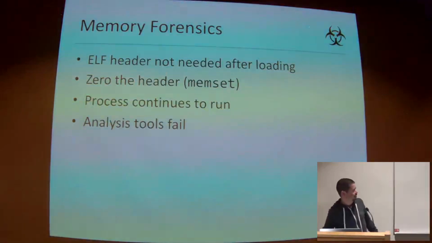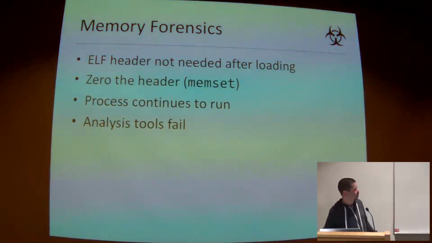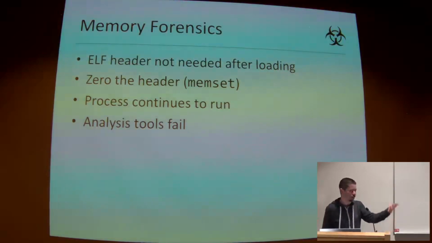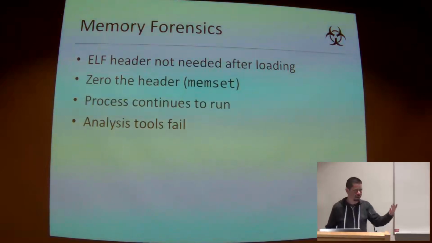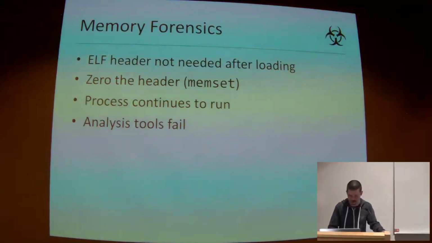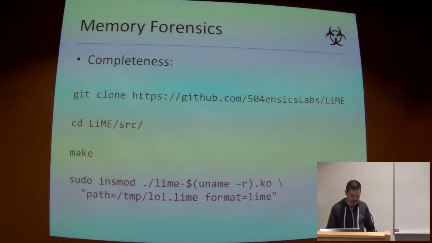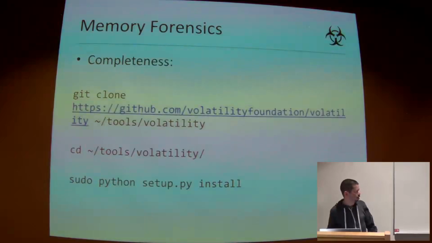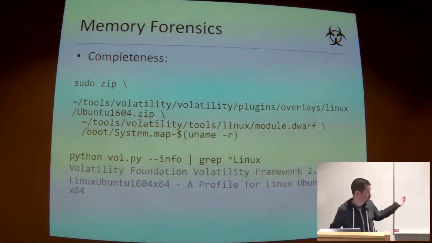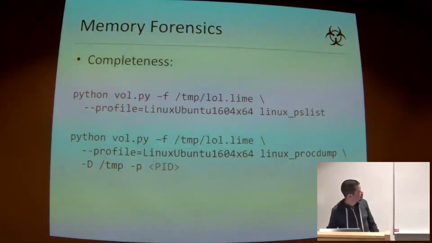Okay, so like the Windows one, we don't need the ELF header either after loading. In this case, we're not doing any multi-stage unpacking or anything like that. So we can zero the header out with memset, or write random values to it, and our process continues to run. So we're still operating successfully, but the analysis tools fail. That's pretty rad. For completeness, this is the entire process: doing git clone, building the kernel module, inserting it, and building the volatility profile. Yeah, just doing volatility stuff with my volatility friends.